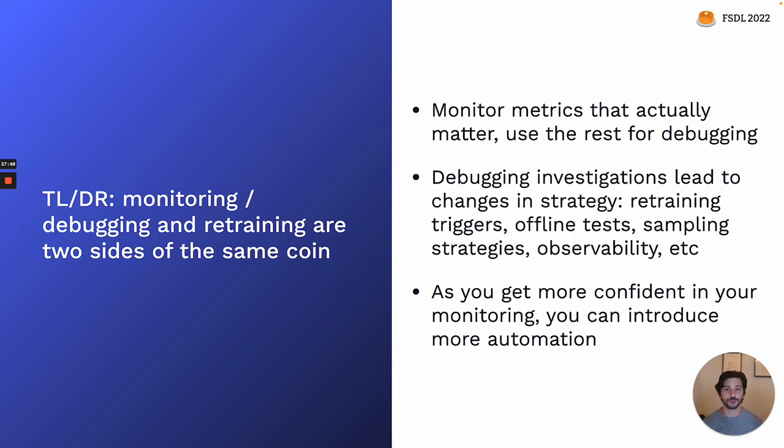When we debug an issue with our model, that's going to lead to potentially retraining our model, but more broadly than that, we can think of it as a change to the retraining strategy, like changing our retraining triggers, changing our offline tests, our sampling strategies, the metrics we use for observability, etc.